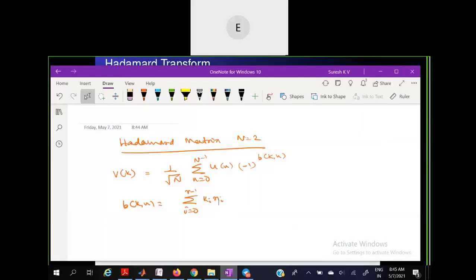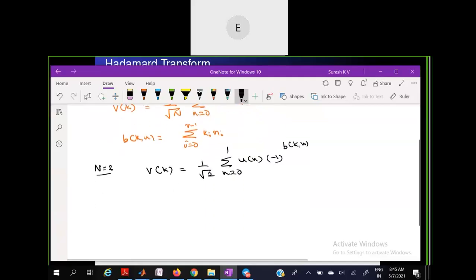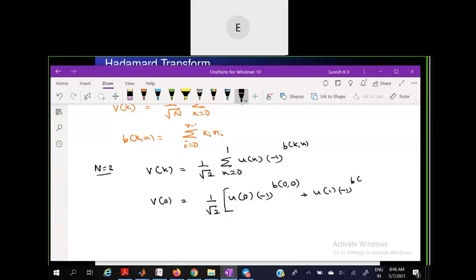So in this case n is equal to 2. The formula will be V of k is equal to 1 by root 2, summation n is equal to 0 to 1, u of n into minus 1 to the power of b of kn. Let me write both the equations. K will go from 0 to 1, so V of 0 will be equal to 1 by root 2 into u of 0 into minus 1 to the power of b of 0 comma 0, because n is equal to 0, plus u of 1 into minus 1 to the power of b of 0 comma 1.